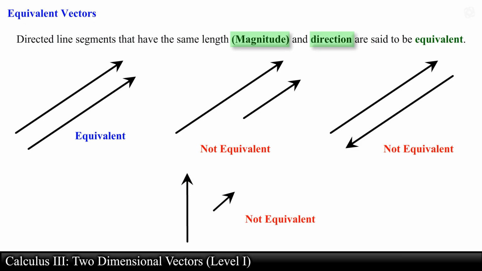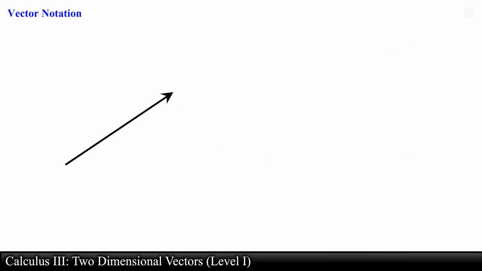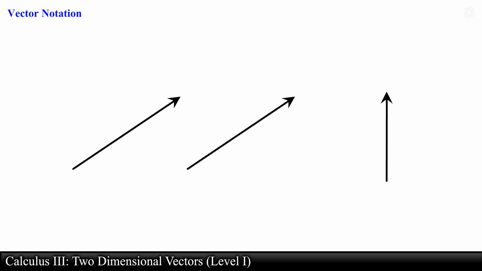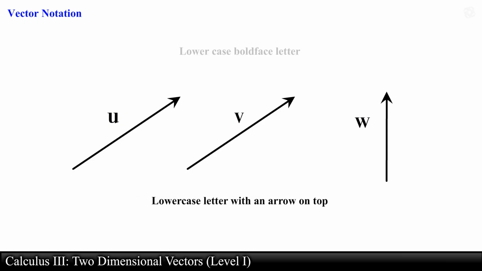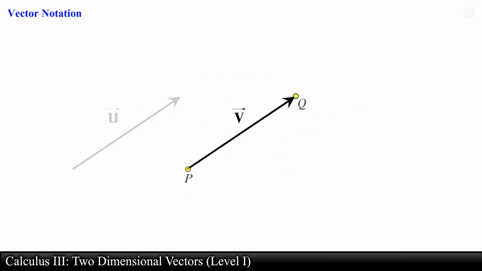Keep in mind that both the magnitude and direction need to be the same for two vectors to be considered equivalent. Another notation that is used to denote vectors is by assigning a lowercase boldface letter such as u, v, and w. In practice, it is pretty tricky to write boldface letters on paper. So, an alternative way to denote vectors is by using a lowercase letter with an arrow on top, similar to the way we denoted rays in geometry class. This way, we can denote vector PQ as vector v.